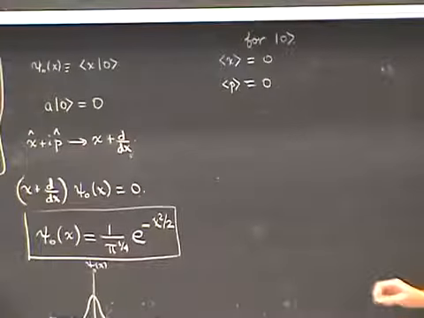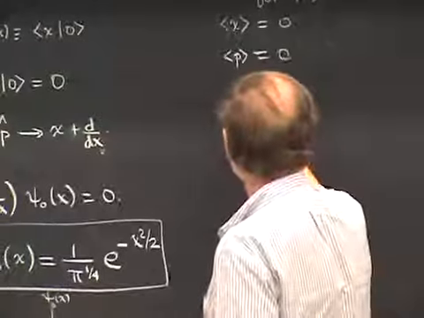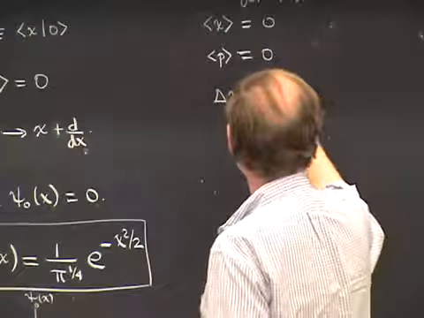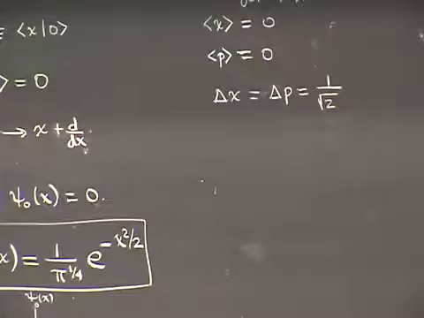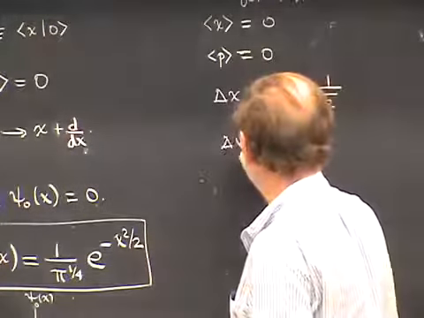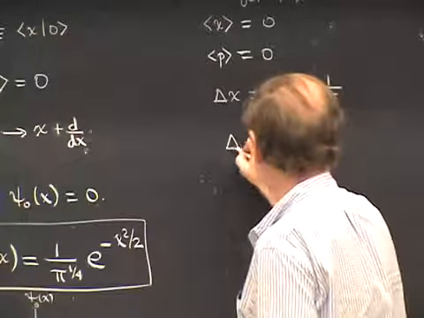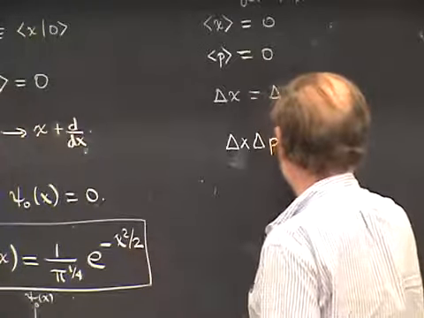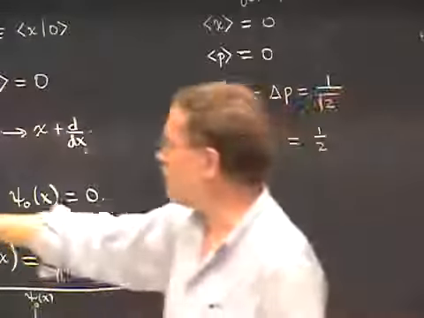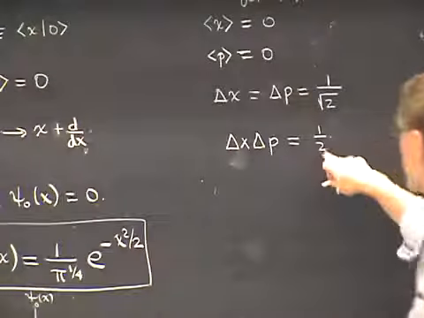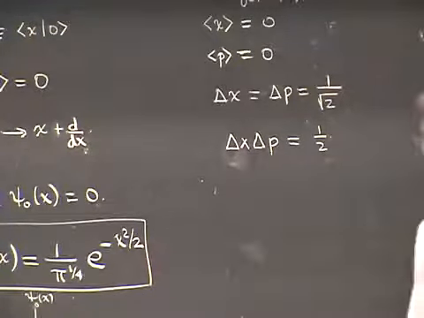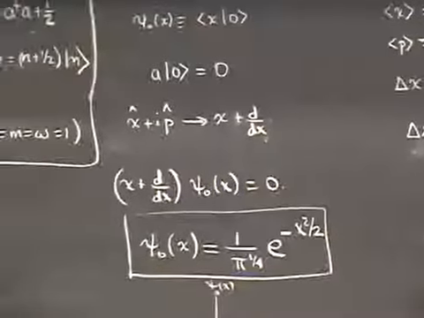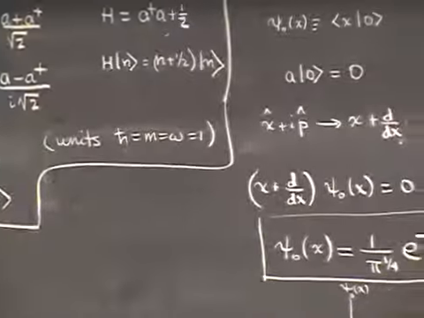And one can also show quite easily that the dispersion delta x is equal to the dispersion in momentum delta p, which is 1 over the square root of 2. This means, obviously, the dispersions are equal, and it also means that the product delta x times delta p is equal to 1/2. This is all in units where h bar is equal to 1. So this would be h bar over 2 in ordinary units. And this is the minimum value of delta x times delta p allowed by the uncertainty principle. So the result is the ground state harmonic oscillator is actually a minimum uncertainty wave packet.